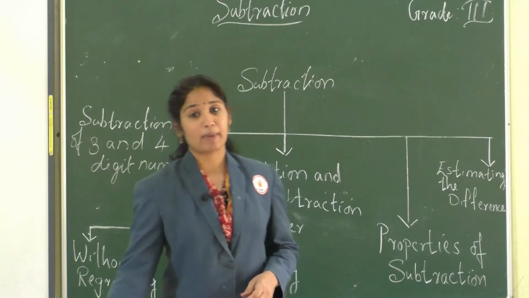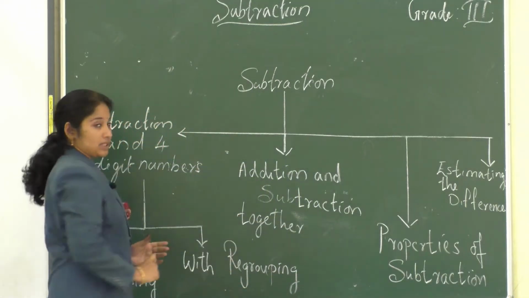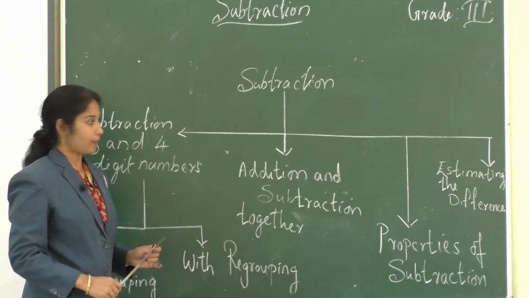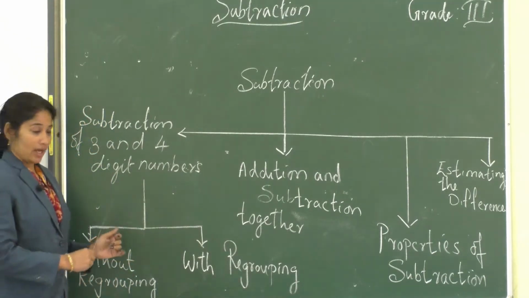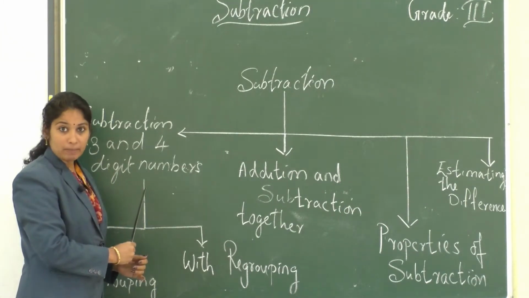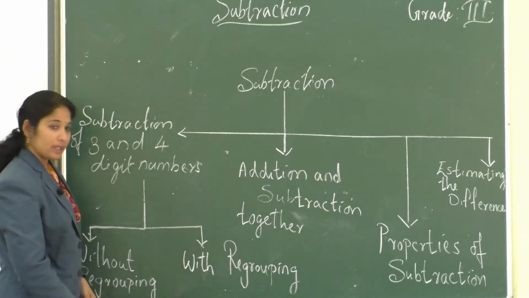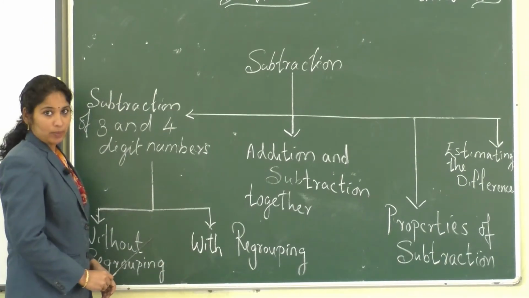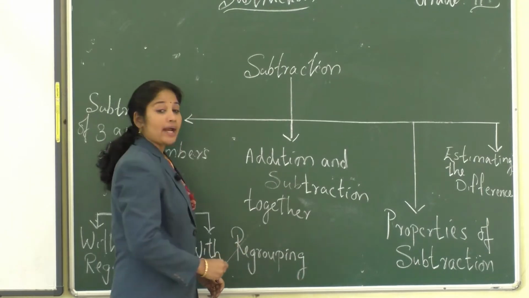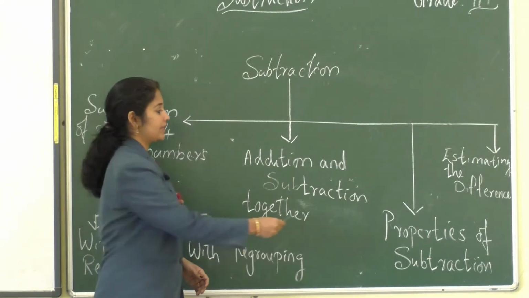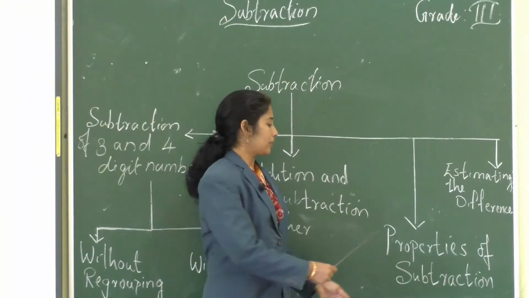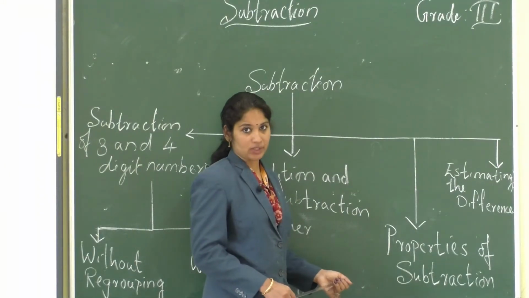Children, here is the mind map of chapter 3. Our chapter name is Subtraction. Main topics are subtraction of 3 and 4-digit numbers without regrouping and with regrouping. Next, addition and subtraction together. Then, estimating the difference and properties of subtraction.